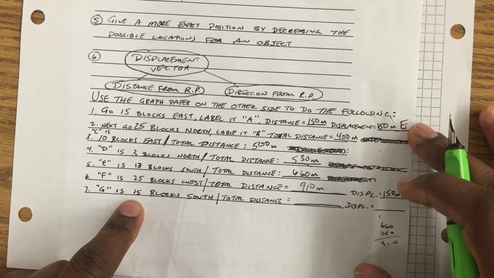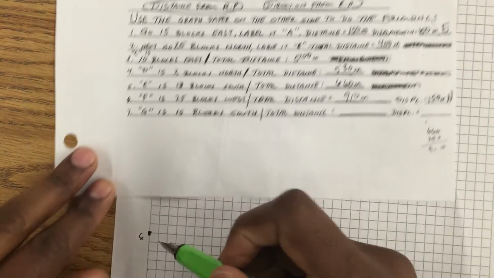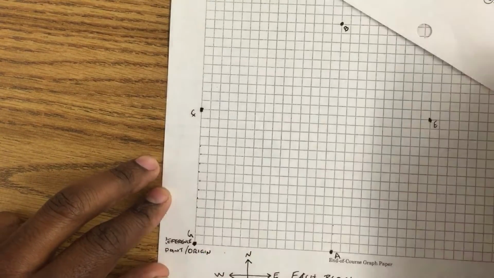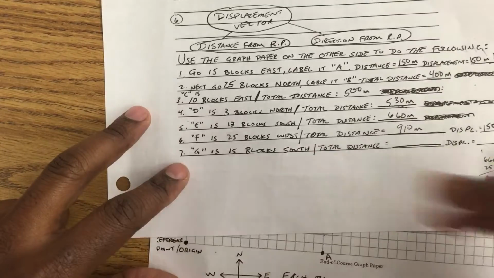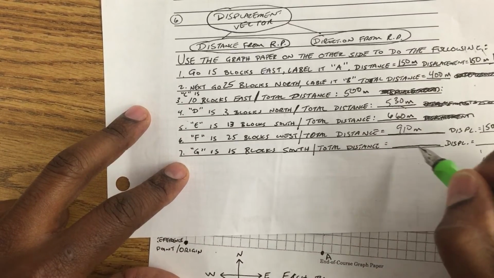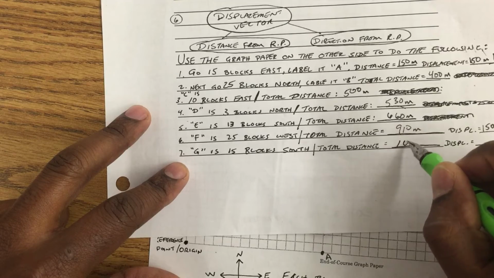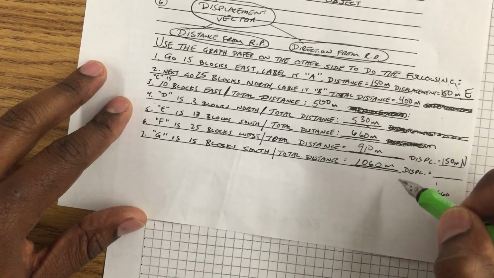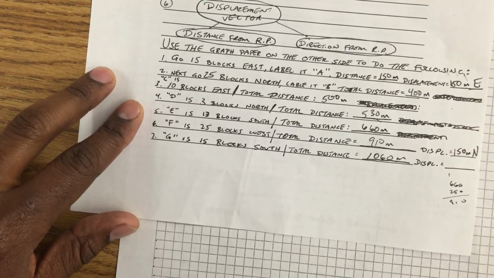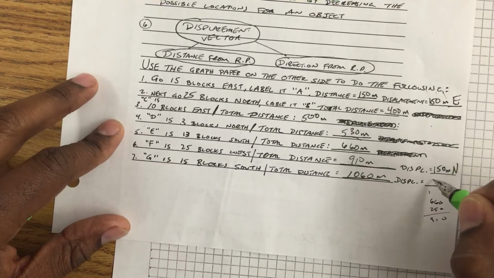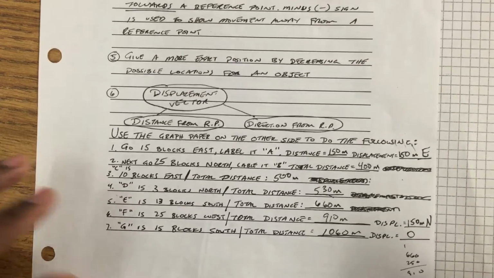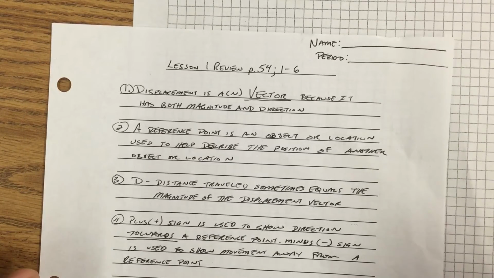Then it says to go 15 blocks south and label that G. If I go 15 blocks south, then I'm back here at the origin. I'm going to label that G. So 15 blocks is 150 meters. If I add 150 to this, I get 1,060 meters total distance. I've gone 1,060 meters total distance, but I'm back where I started. So the difference between where I started and where I stopped is 0. So that is my displacement. I am back exactly where I started, and that is that.